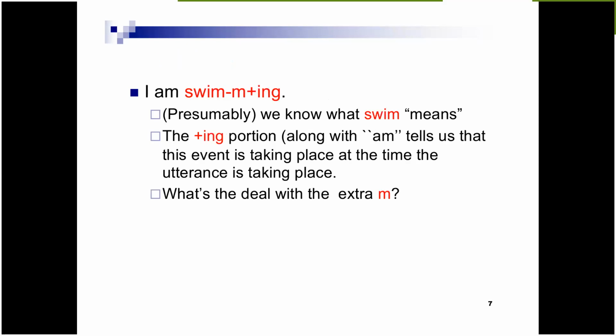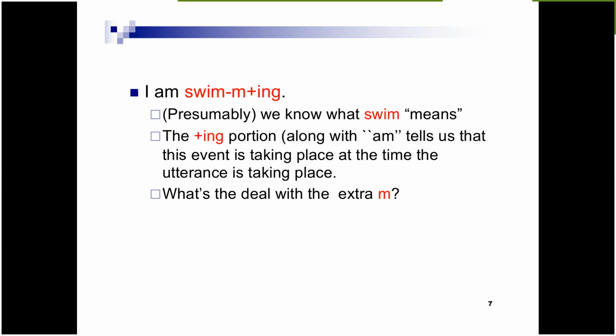So this is an example of the structure of a word in a sentence, like "I am swimming." When you analyze this word, you can see three parts. There is swim, which gives the basic meaning of the whole word. It's the main semantic unit that gives the meaning to the word. But you also have two other components: the M in the middle, and the ing at the end.